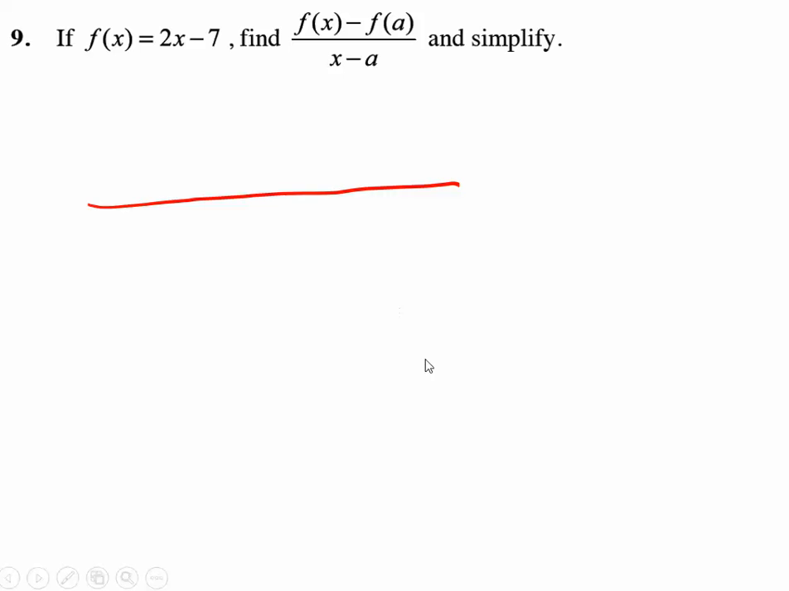So for f of x, we're going to plug in f of x, big old quotient bar here, 2x minus 7, subtract, then we have to do f of a. That's okay, we're just going to plug in an a for our variable. So how about 2a minus 7?